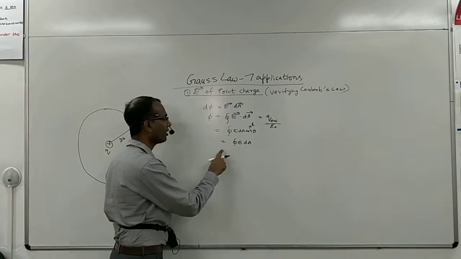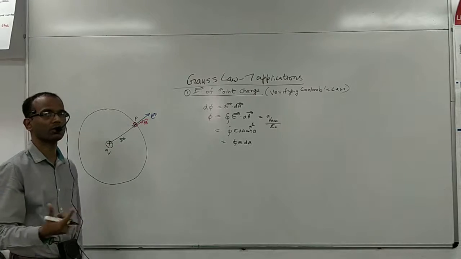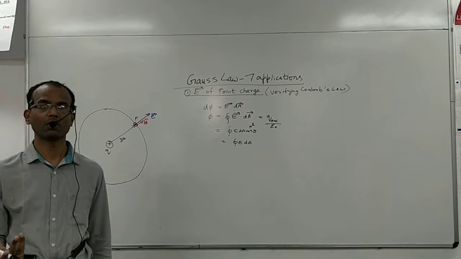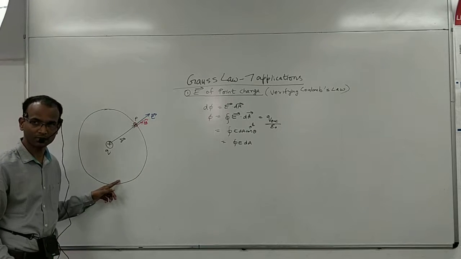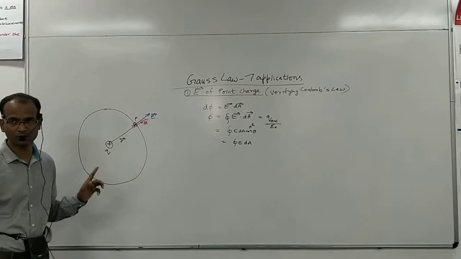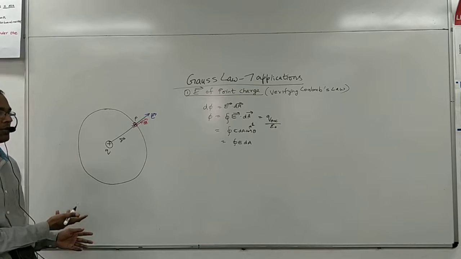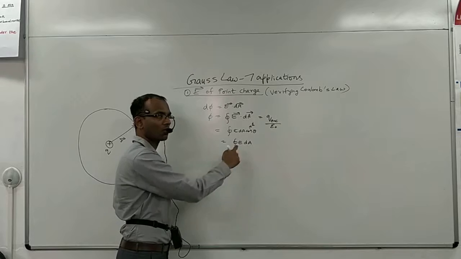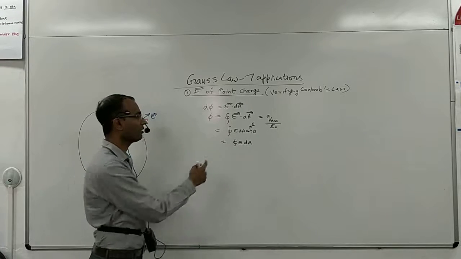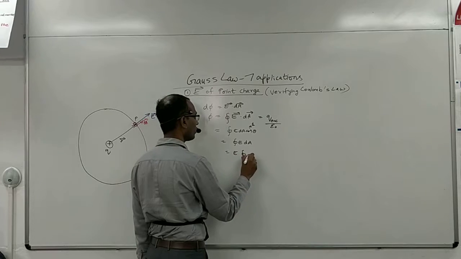Everywhere on the surface, will the magnitude of the electric field be different or the same? Use your knowledge. Every point on this spherical surface is equidistant from the charge, and the electric field varies with distance. If the distance is the same, the electric field magnitude will be the same. So E in this integral is a constant. So E will come out of the integral, E times the integral of dA.